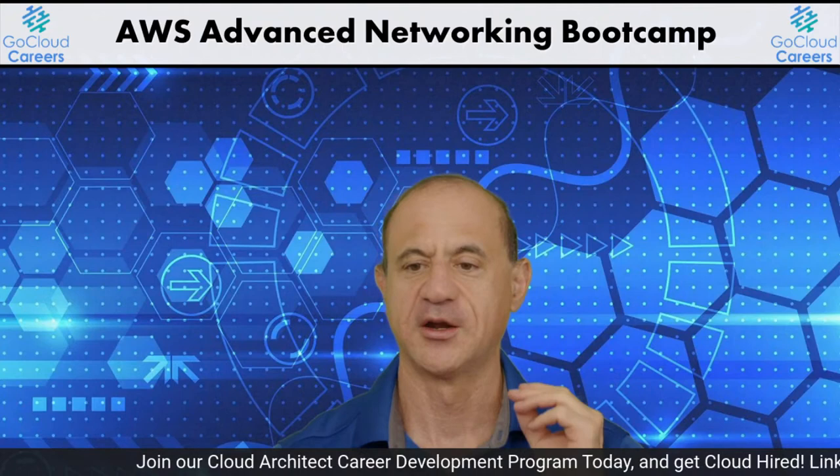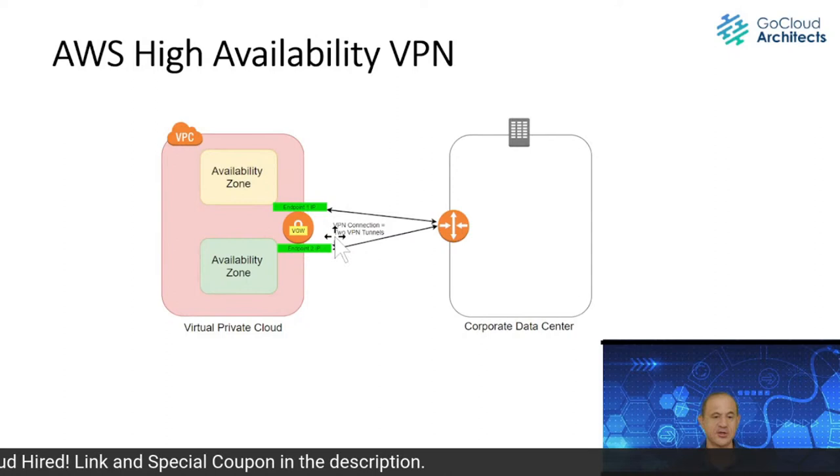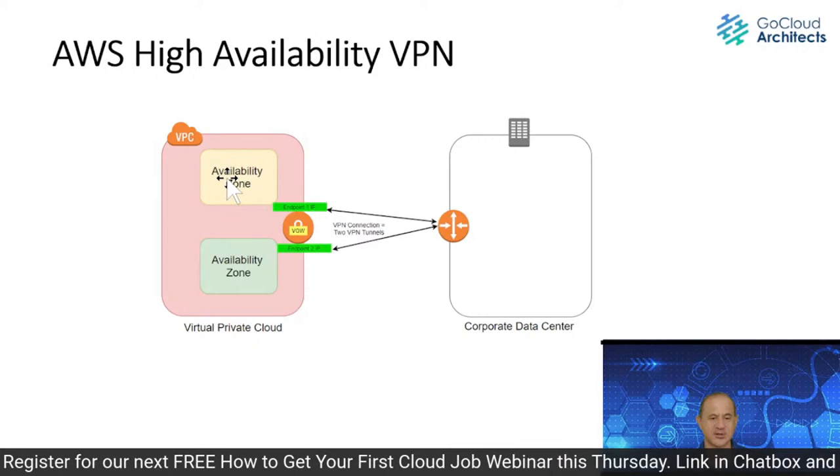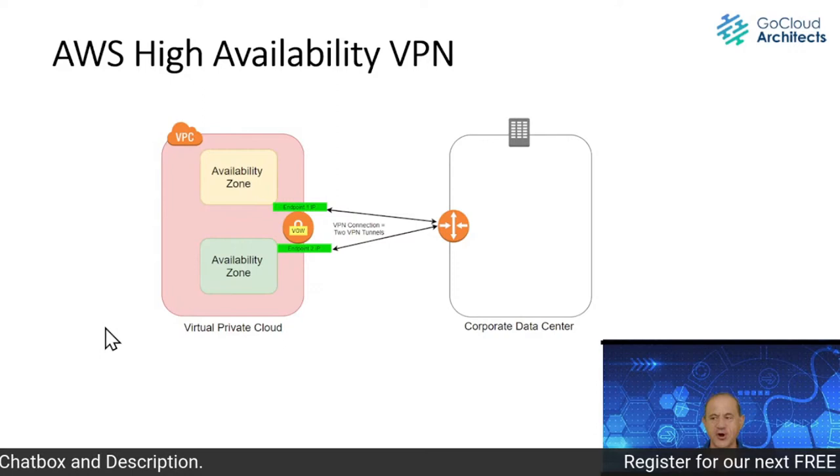So let's look at what this looks like. So this is your typical environment. You've got your data center, you've got your router, and you connect to the VGW. Now they automatically create these tunnels for you that go to the two availability zones. So it's high availability on their end. I'm going to say this again. High availability on their end.